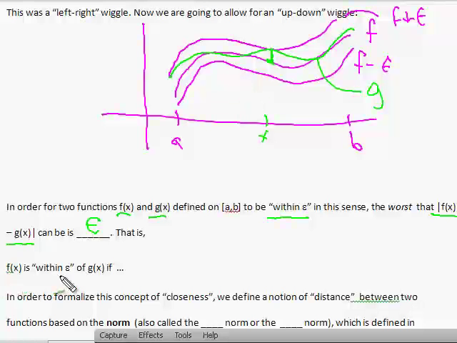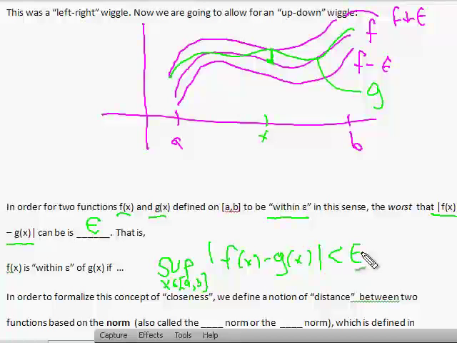Okay. So if we use this notion to define closeness of f to g, then we say that f is, quote, within epsilon of g if, since this is the maximum over the whole interval, the supremum over x an element of a, b, so the worst possible case of the absolute value of f of x minus g of x, even the worst possible case must be less than epsilon. Okay. So here's a notion of closeness between functions that is basically uniform. It applies uniformly across the entire domain.